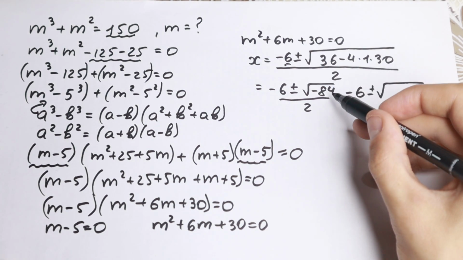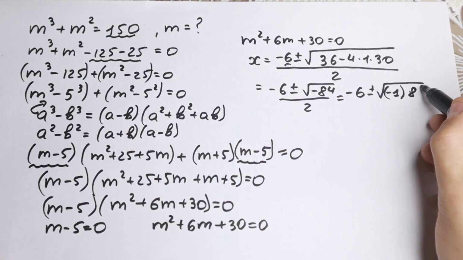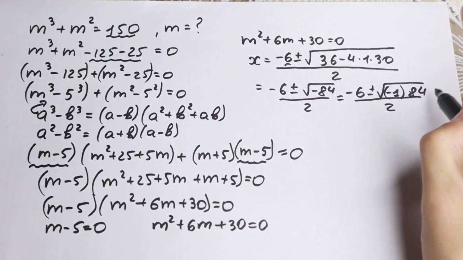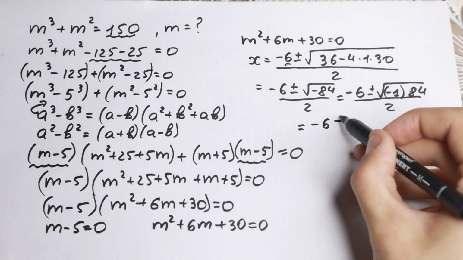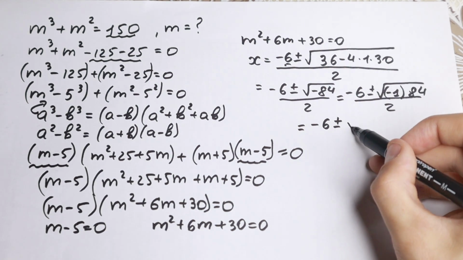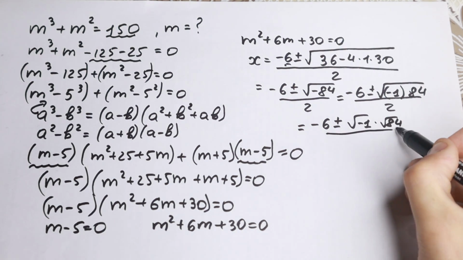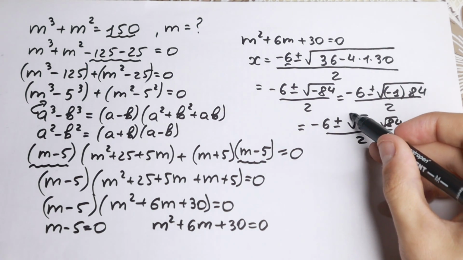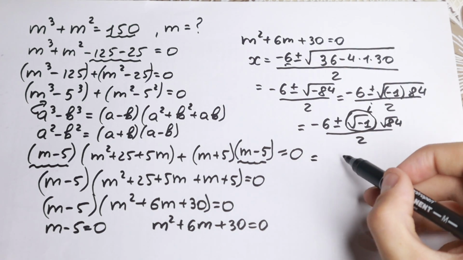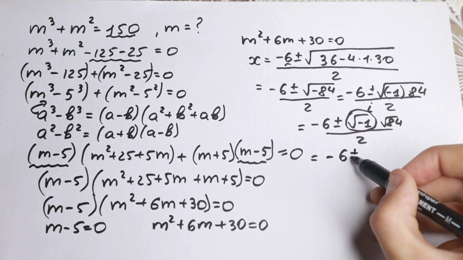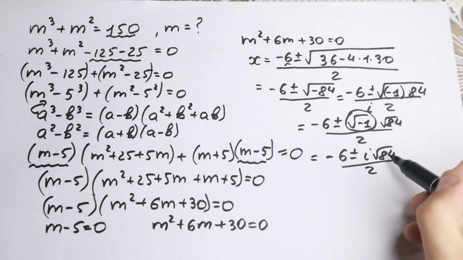Right here, this square root of minus 84, we can write as the square root of minus 1 times 84. Moreover, there are really good power rules right here, but in our case I want to write it as minus 6 plus minus. We can separate this square root because this is a product, so minus 1 times the square root of 84 over 2. And we need to know about the complex number because the square root of minus 1 is equal to i. As a result, this is equal to minus 6 plus minus i square root of 84 over 2.